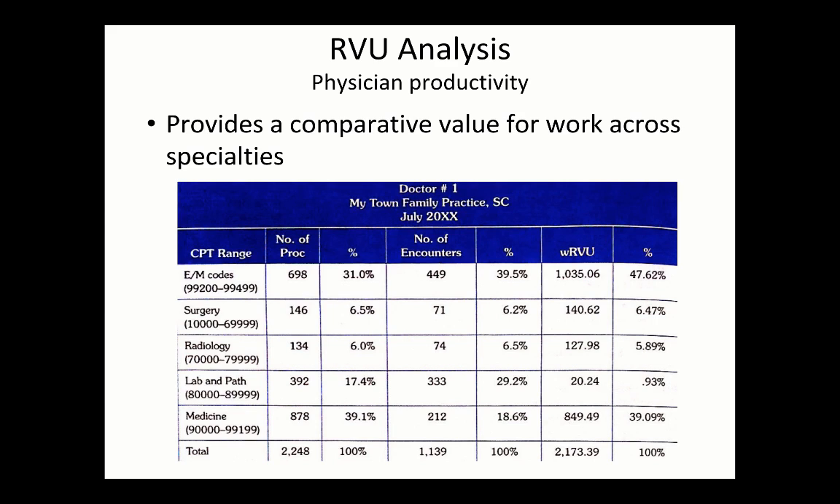The physician work RVUs, or WRVUs, for each of the CPT codes in that range accounted for a total WRVU of 1,035.06, or 47.62% of all the work RVUs. We can continue down the line of CPT codes to gain a further summary of what type of work Dr. Number 1 was doing. By doing so, we discover that Dr. Number 1 did a total of 2,248 procedures in 1,139 patient encounters, equaling a total work RVU of 2,173.39.